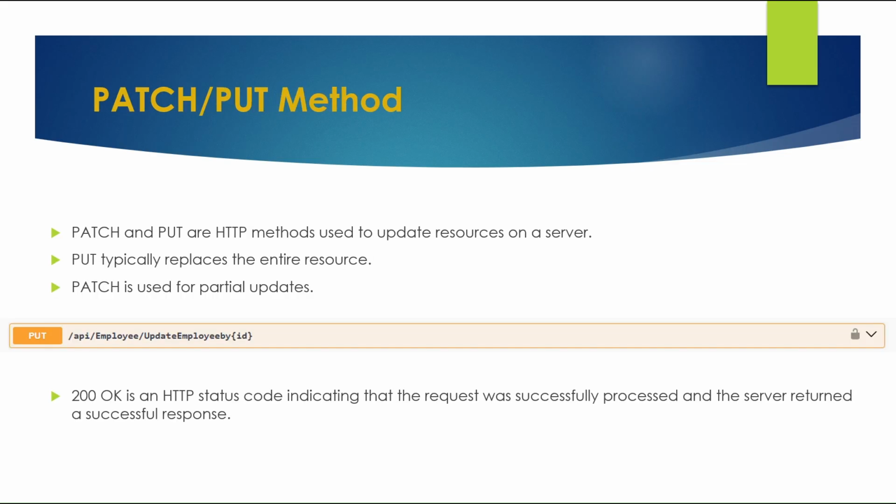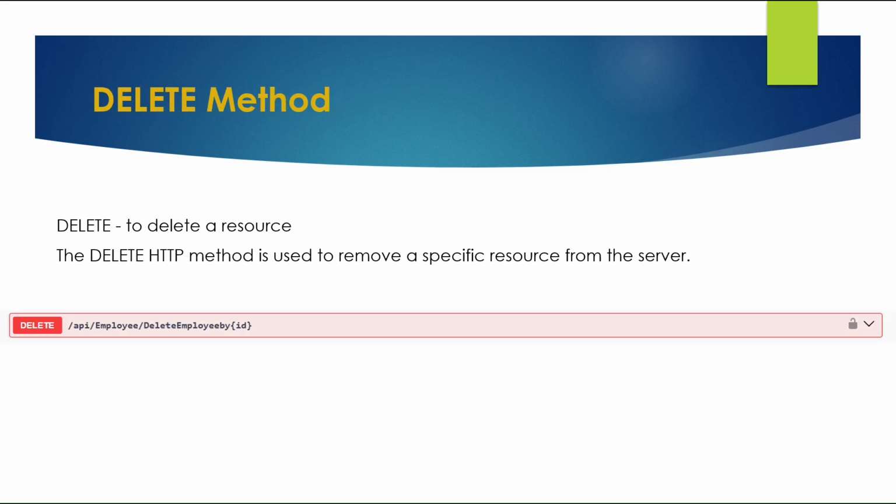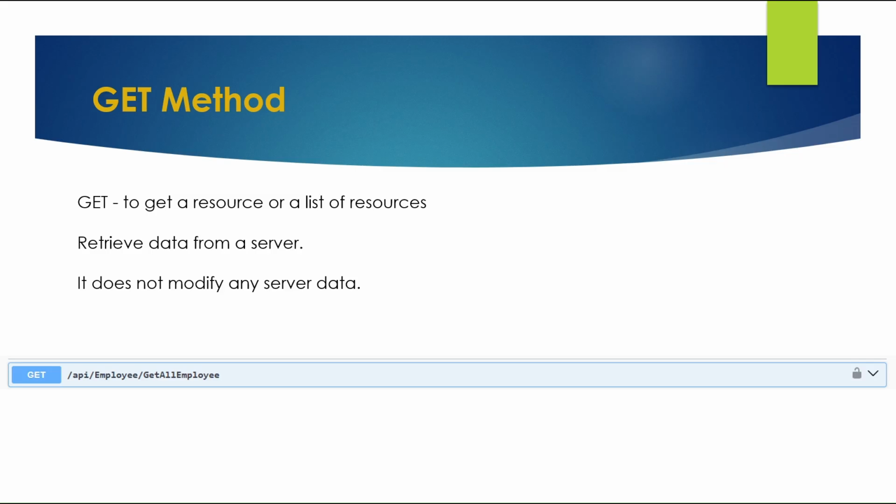Patch/Put method. Patch and put are HTTP methods used to update resources on a server. Put typically replaces the entire resource. 200 OK, an HTTP status code indicating success. Delete method: to delete a resource, the delete HTTP method is used to remove a specific resource from the server.